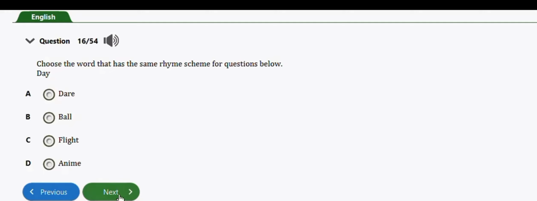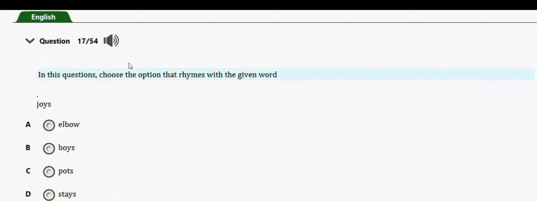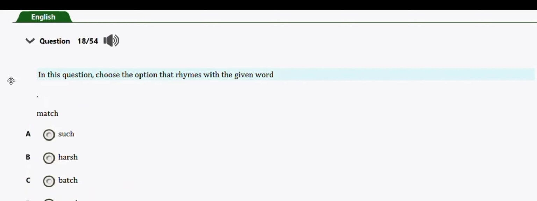Next question, it says, choose the one that has the same rhyme with joys. We have able, boys, sports, stay. The right answer is option B, which is boys. Next question, it says, choose the one that has the same rhyme with match. We have such, hash, batch, watch. The right answer is option C, which is batch.